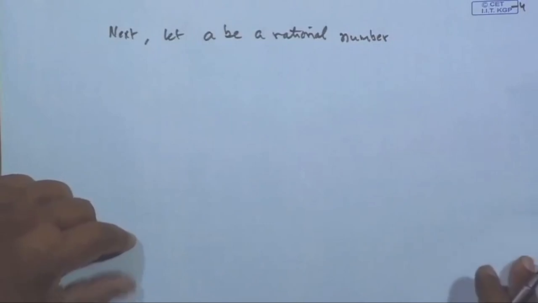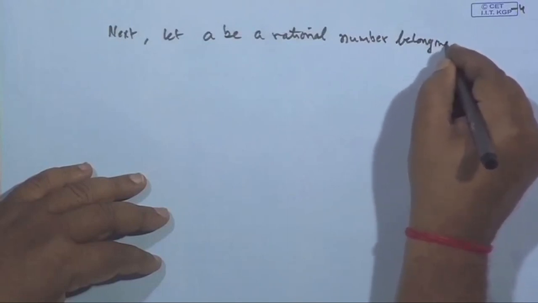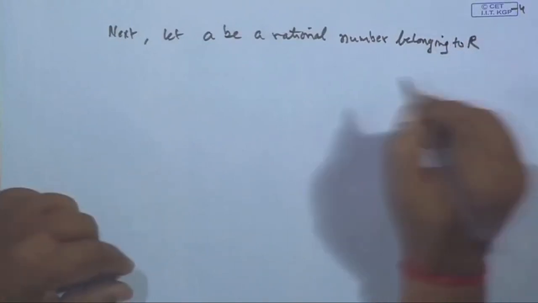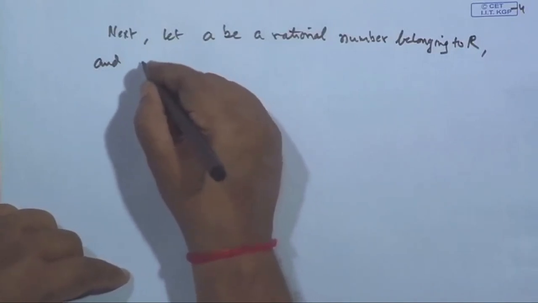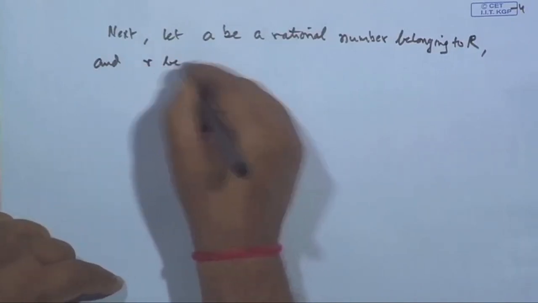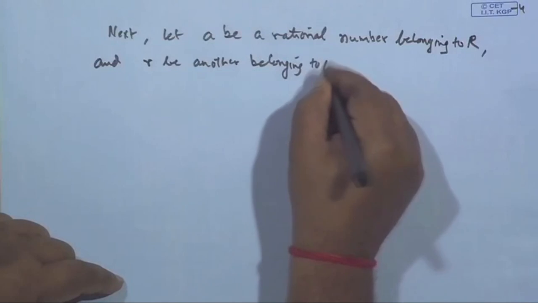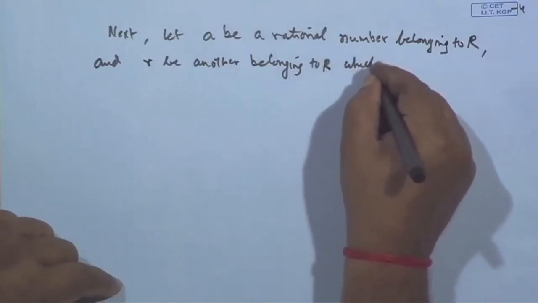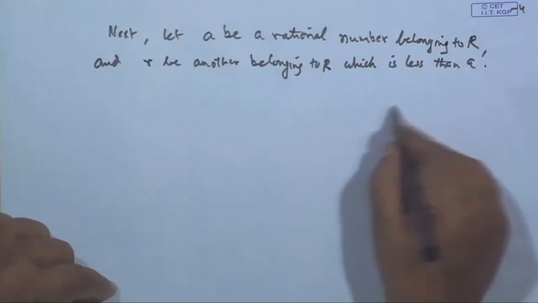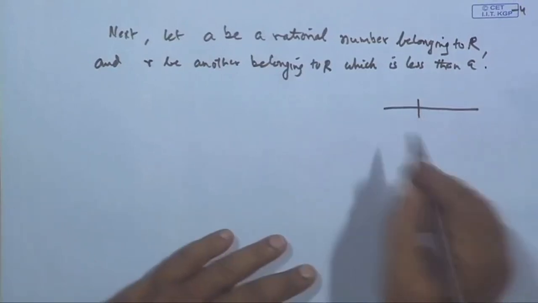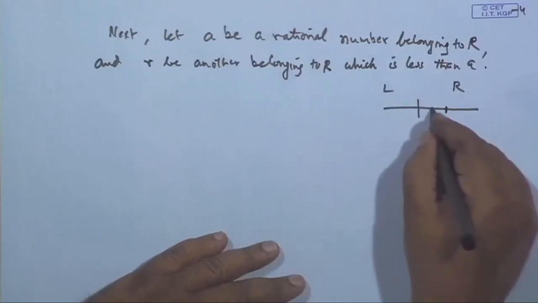Let A be a rational number belonging to R, the upper class, and let r be another number belonging to R which is less than A. So this is the point. Here we are taking a point A, and this is our r.